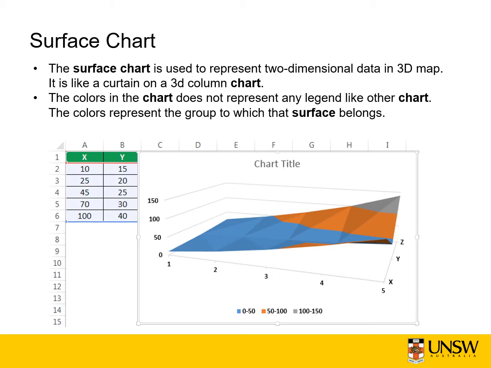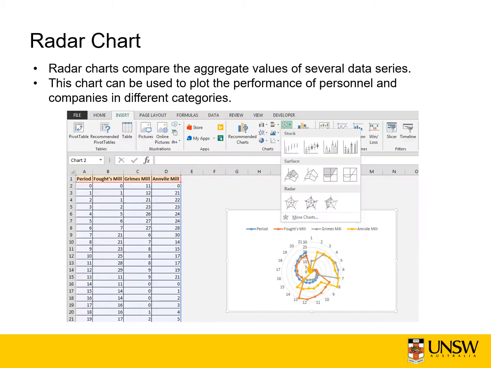Surface chart is useful when you want to find optimum combinations between two sets of data. In surface chart, colors and patterns indicate areas that are in the same range of values. The surface chart is best used when X and Y axes are numerical ranges.